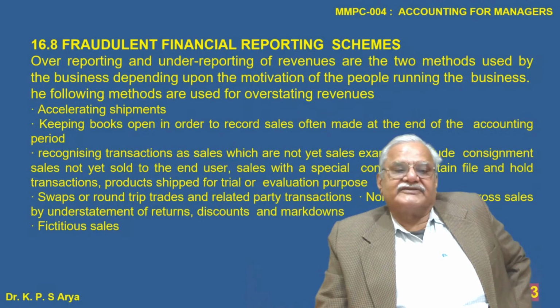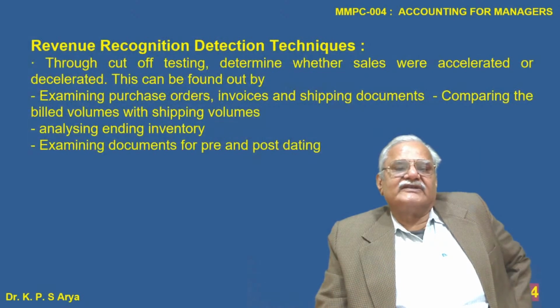Examples include consignment sales not yet sold to the end user, sales with a special condition, bill and hold transactions, product shipped for trial and evaluation purposes, swaps or round trip trades and related party transactions, non-adjustment in gross sales by understatement of returns, discounts and markdowns, and fictitious sales. For revenue recognition, detection techniques through cutoff testing determine whether sales were accelerated or decelerated.